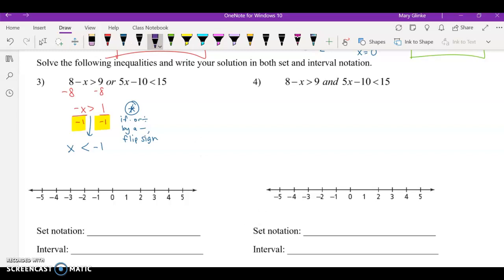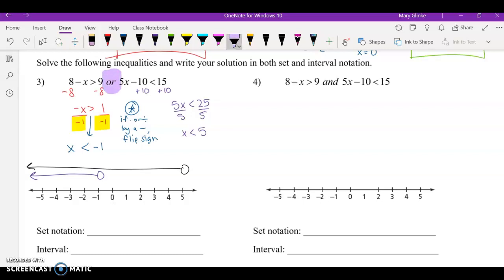Then we're going to solve our other inequality at the same time. We get 5x is less than 25, so therefore x is less than 5. So you're going to solve both of these and you're going to graph them. x is less than -1 would have an open circle at -1 and be everything to the left. x is less than 5 would have an open circle at 5 and be everything to the left.